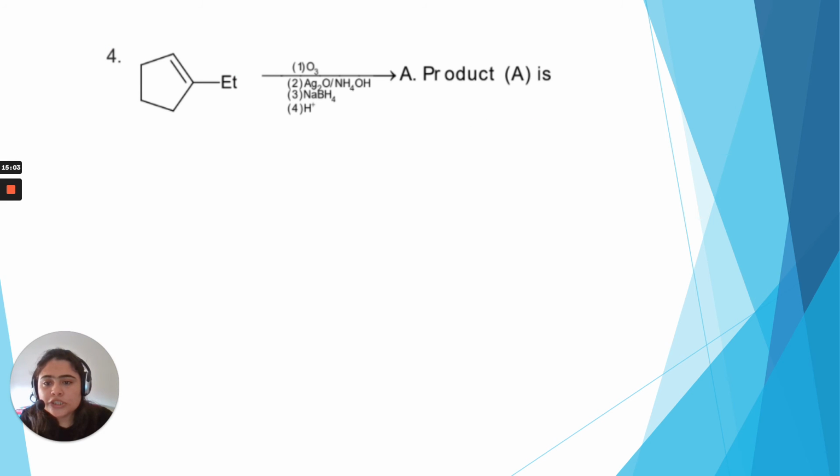Now we come to question number 4. In this, we need to first carry out the reaction with ozone, then Ag2O NH4OH, which is the Tollens reagent, then sodium borohydride, which is a reducing agent, and then H+. So let's proceed with the reaction step by step.